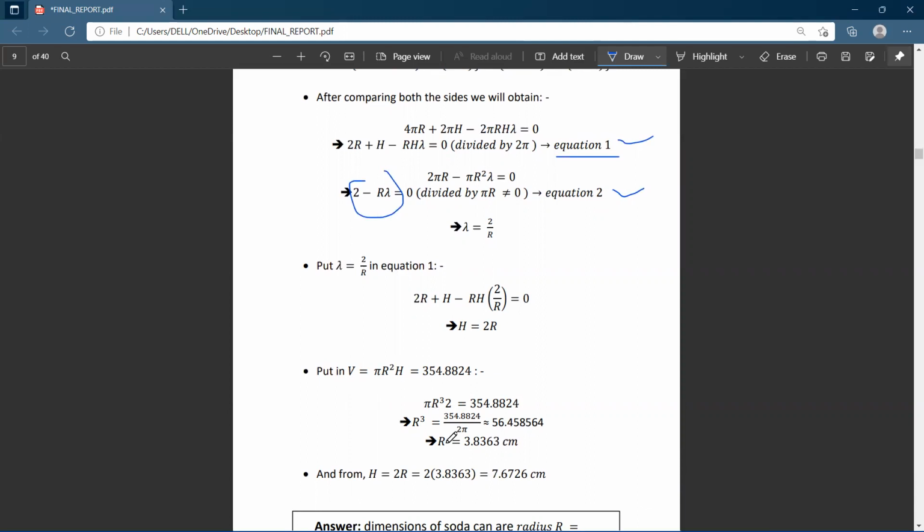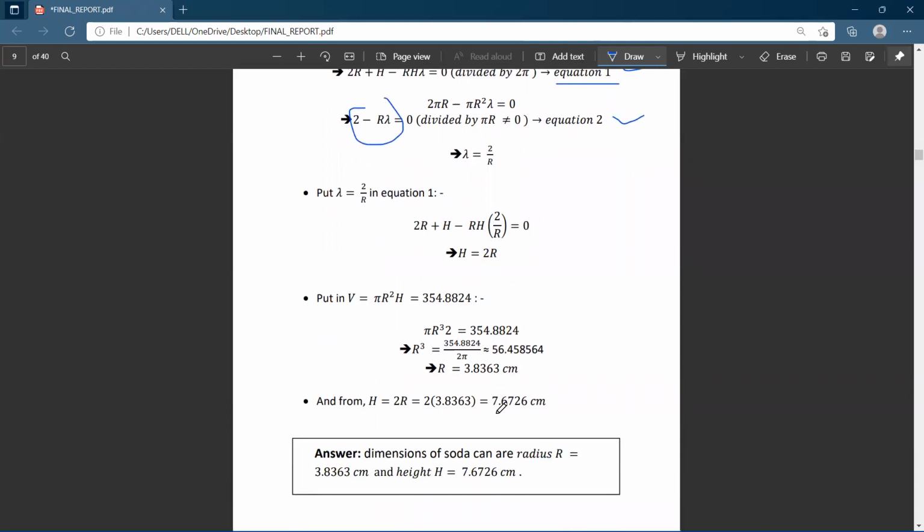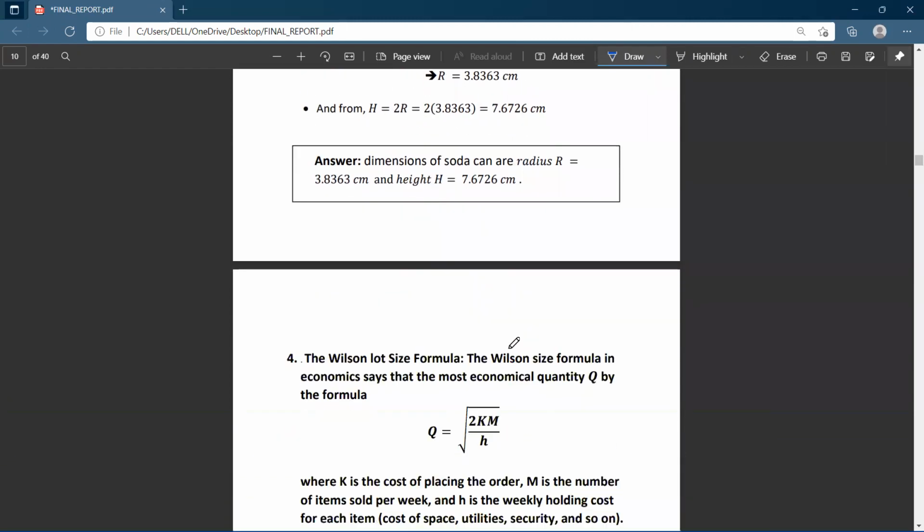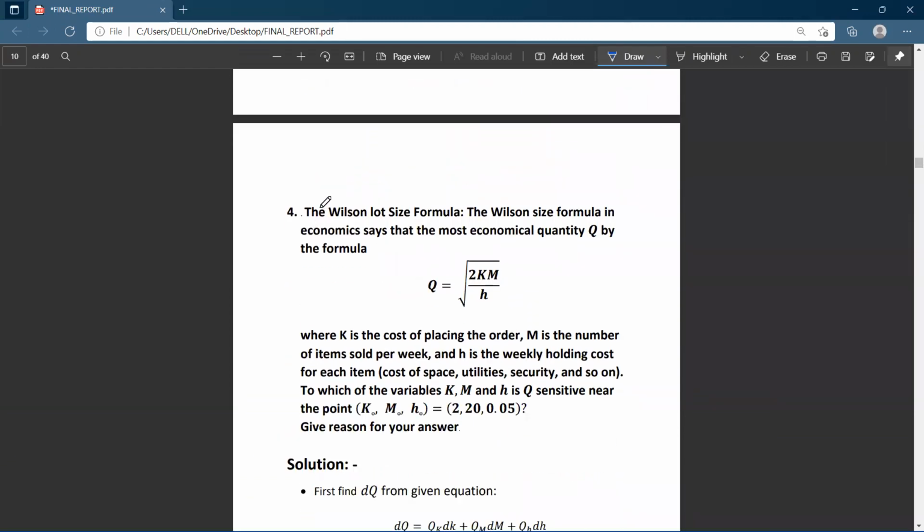When simplifying this equation, we will get 3.863 centimeter as the radius, and H is 2R. The R is 3.8363, and multiplying it by 2, we get H. So we get the required dimensions: the soda can has a radius of 3.863 centimeter and a height of 7.6726 centimeter.